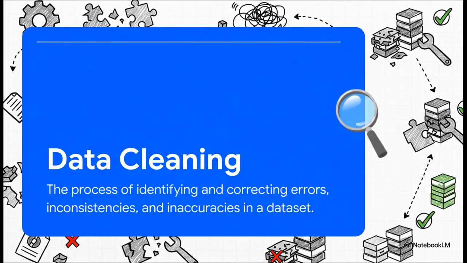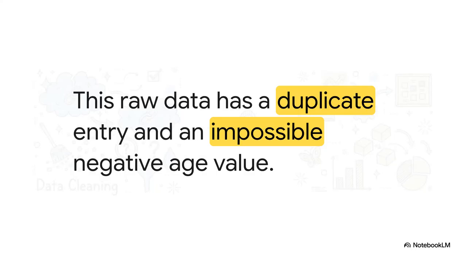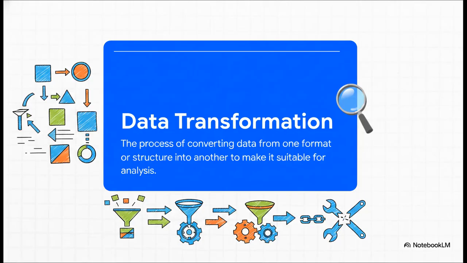Okay, first up, data cleaning. Think of this as just fixing what's broken in your data. The whole point is to boost your data quality. We're talking accuracy and reliability here. Okay, check out this raw data. See that duplicate John? And Jane's age, -5? Yikes. And boom! After cleaning, the duplicate's gone and that weird age is fixed. Nice and clean.